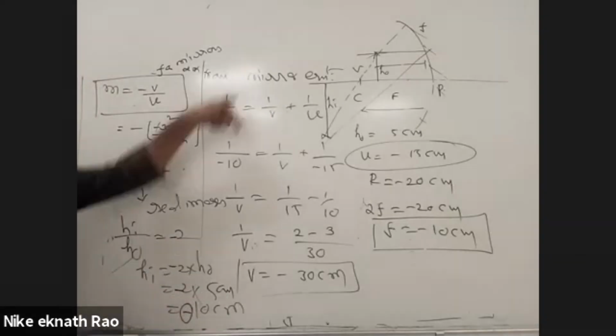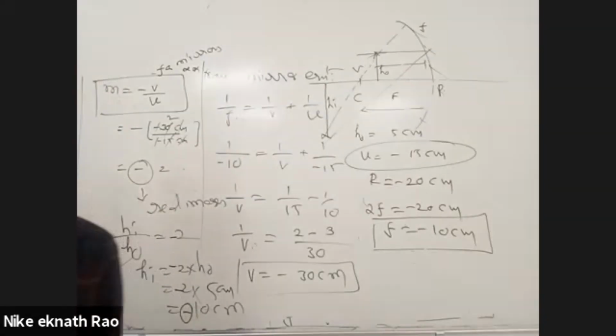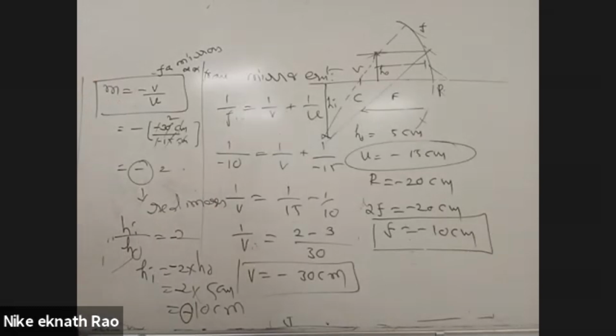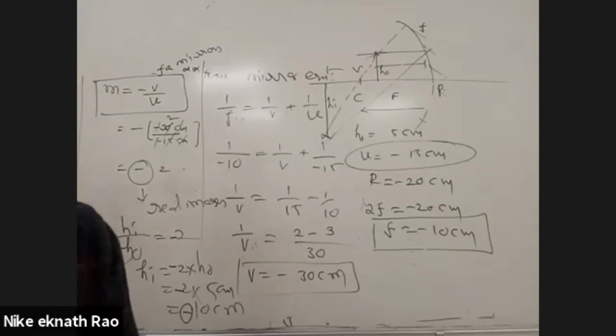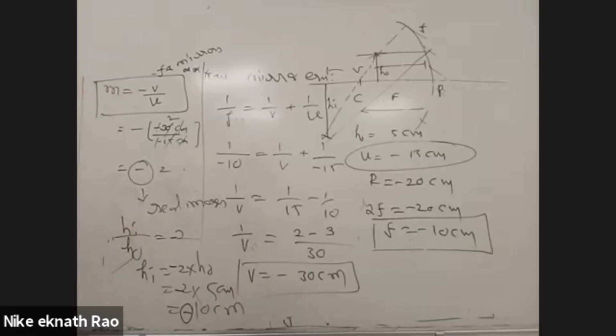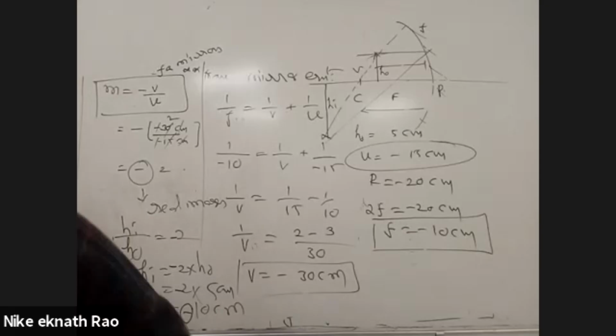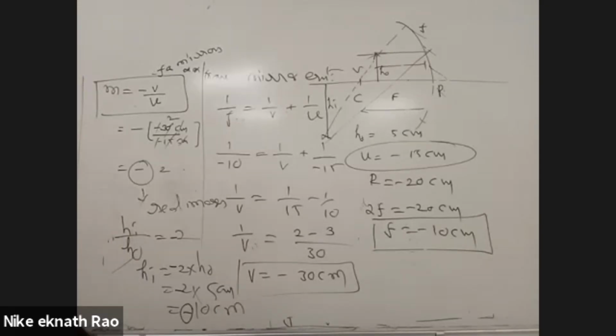Negative means the image is inverted. What is the meaning of negative here? The image is real and inverted. If there is a negative sign, you can say it is real as well as inverted. Both cases. Okay, now a question.